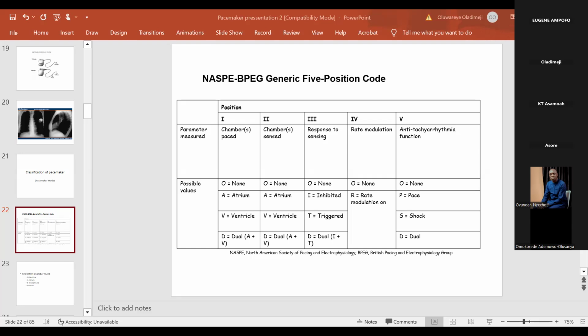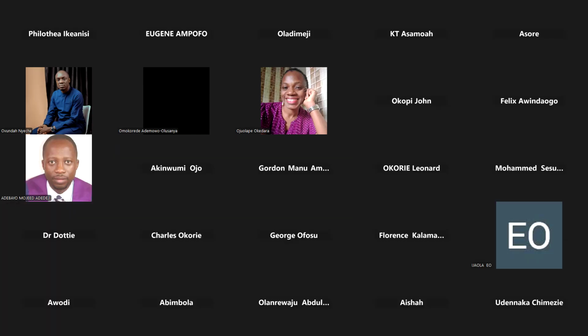Now, one important thing about this bullet size pacemaker is that the most recent ones they make now will be in the ventricle. So let me stop sharing and share the whole screen.